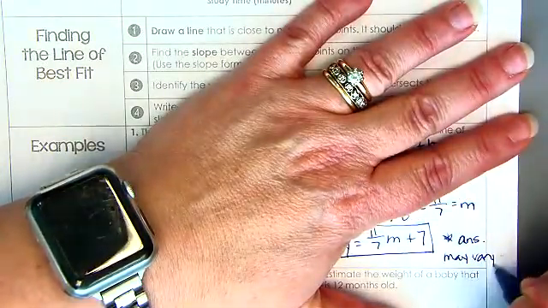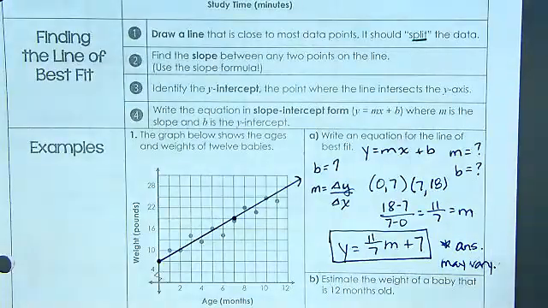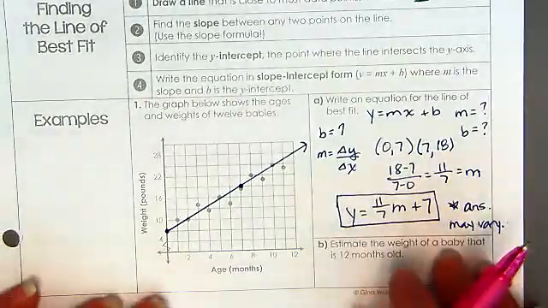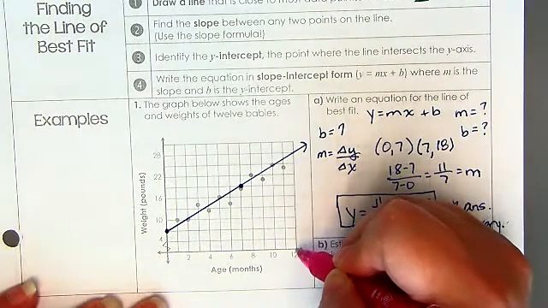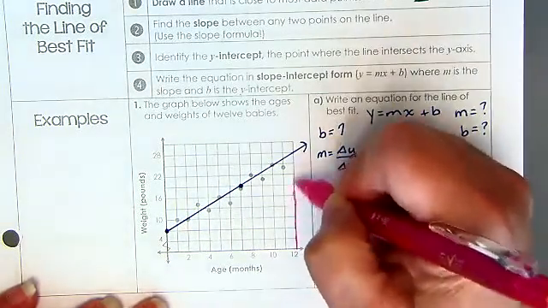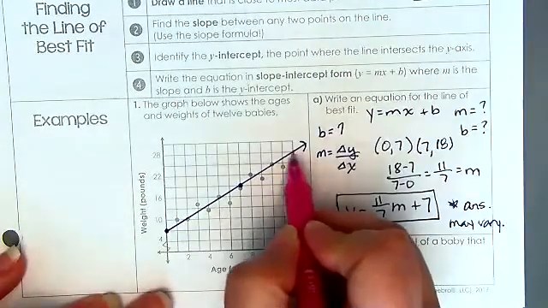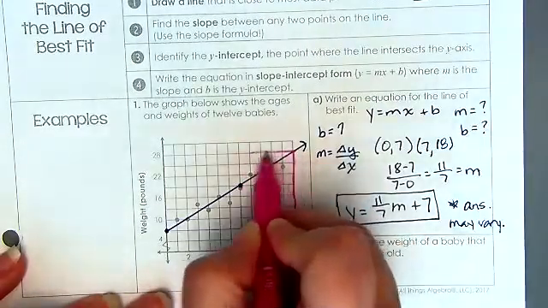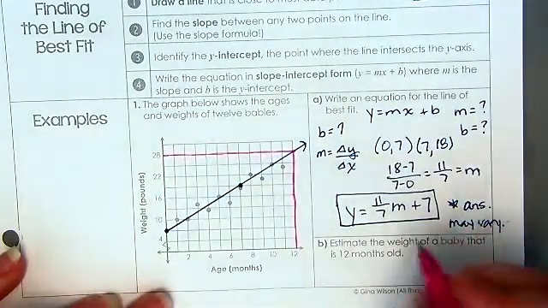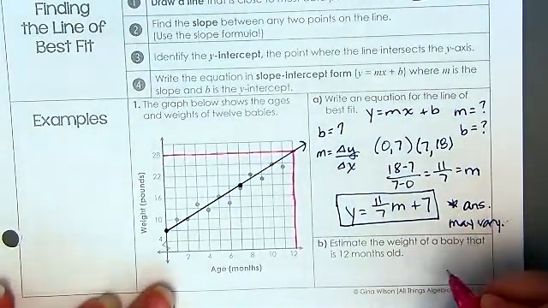Answers may vary. All right, so now it says to estimate the weight of a baby that is 12 months old. Okay, so this is months, so I'm looking at 12 months old. I'm wanting to try and estimate. So I'm going to go up here and I'm going to see, where do I hit the line? My line right here. So now I'm going to go over to see, where does it hit the weight? It's at about 28 pounds.